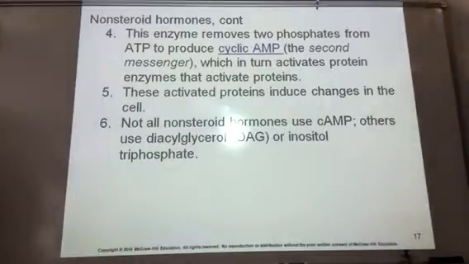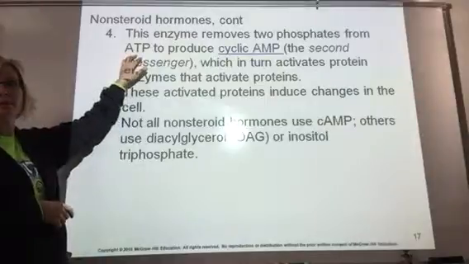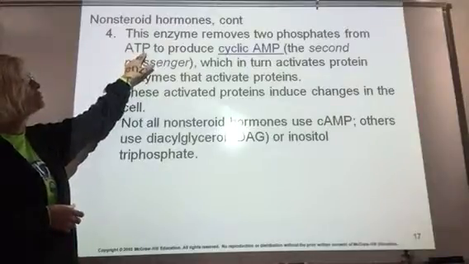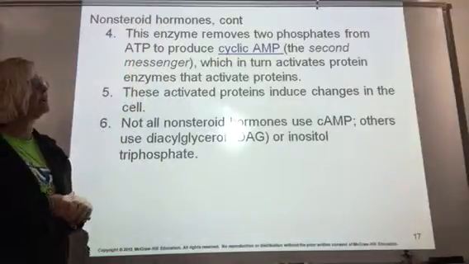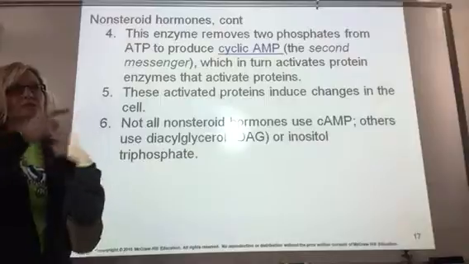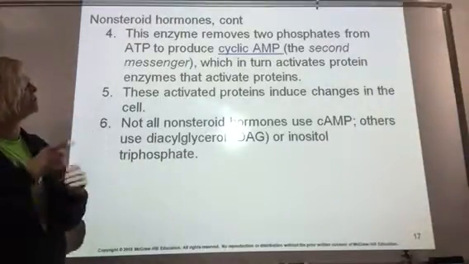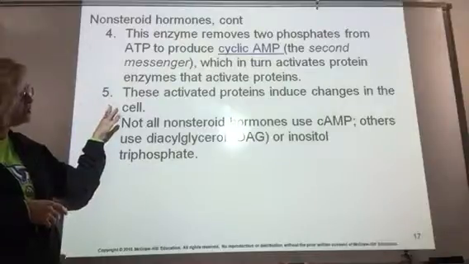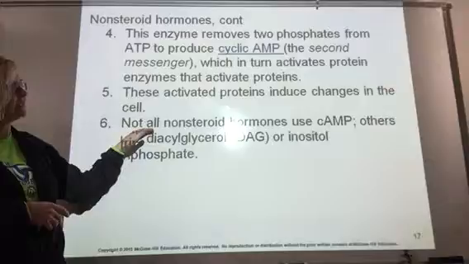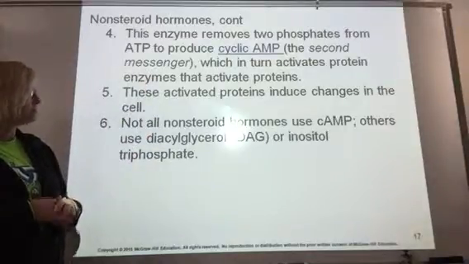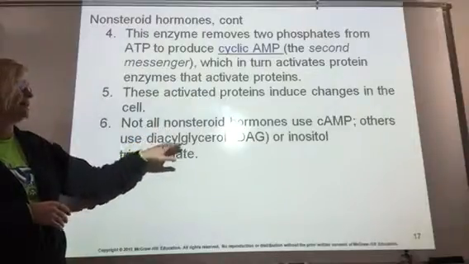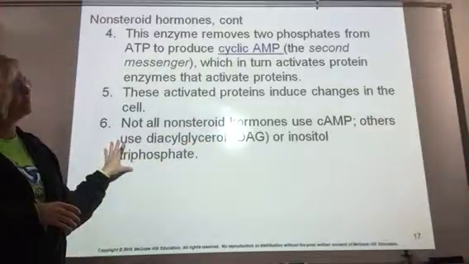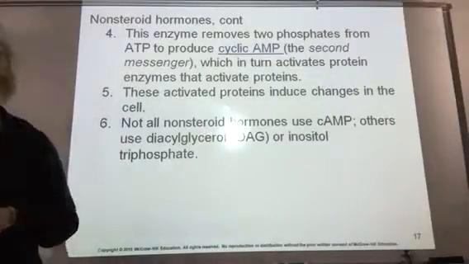The enzyme is going to take two phosphates from ATP, here again, biology review, adenosine triphosphate, very important for energy inside of your cells. It takes away two of these phosphates. It makes cyclic AMP, and it's called cyclic because these phosphates can reattach and detach. So it can be used over and over again, and that's going to activate proteins. These proteins then are going to make changes. Not every non-steroid uses cyclic AMP. Most do. Some use diacylglycerol, DAG. For our purposes, cyclic AMP, cAMP, is the most common.